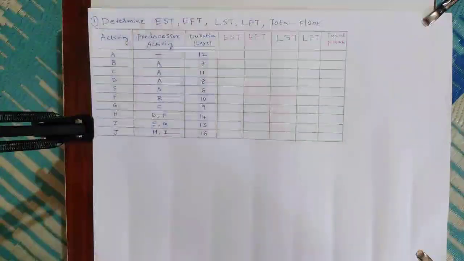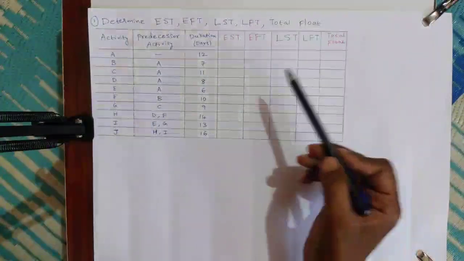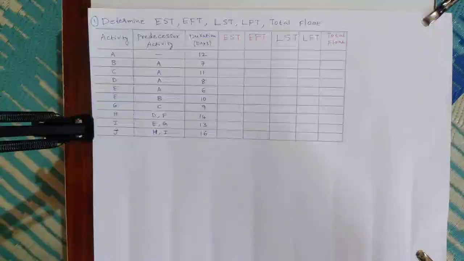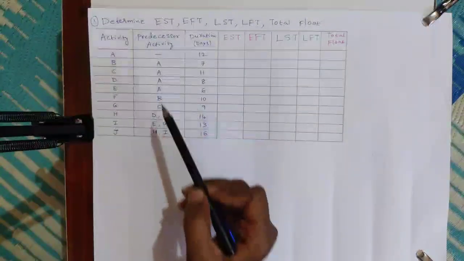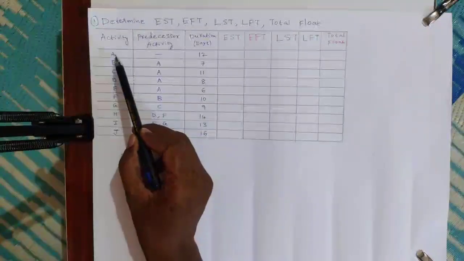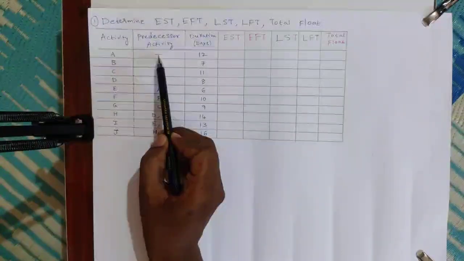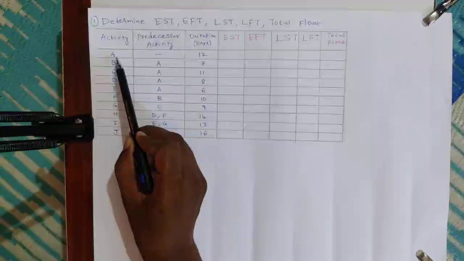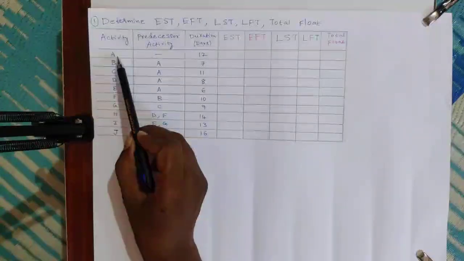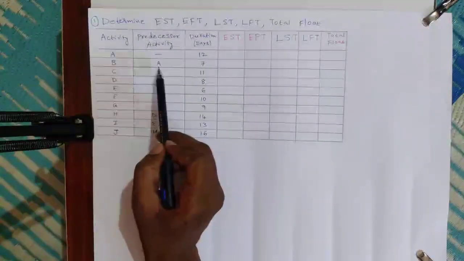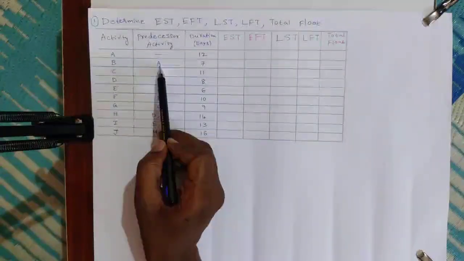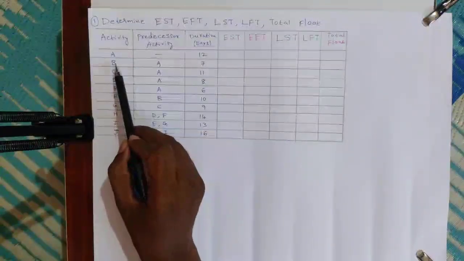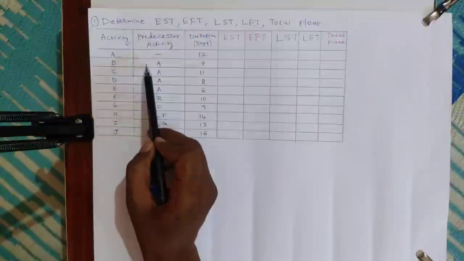diagram. After drawing the network diagram, we can find out EST and EFT. First, we will understand what a predecessor activity is. For activity A, there is no predecessor activity. That means activity A is the starting activity of the project. And for activity B, activity A is the predecessor activity. It means after completion of activity A only, we can start activity B. That is the meaning of predecessor activity.